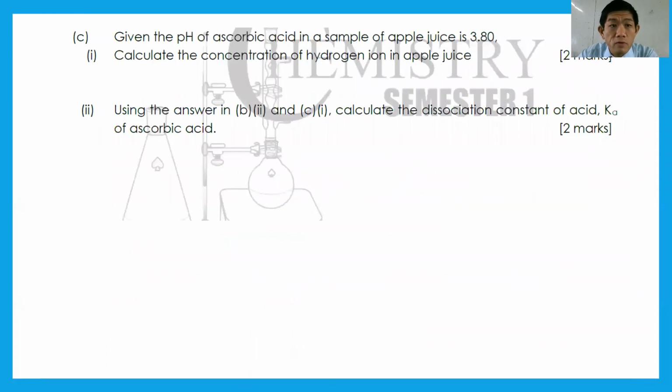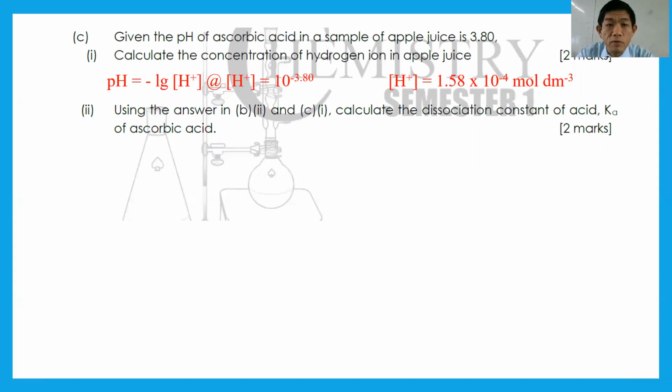Then we go for number 3. Given the pH of the ascorbic acid for sample apple juice is 3.80, so 3.80 is 3 significant figures. So number 1, calculate the concentration of the hydrogen ion in the apple juice. So you have to use pH is equal to negative log of H+, or H+ is equal to 10 power of negative 3.8. So you get your concentration of hydrogen ion is 1.58 times 10 power of negative 4 in 3 significant figures.